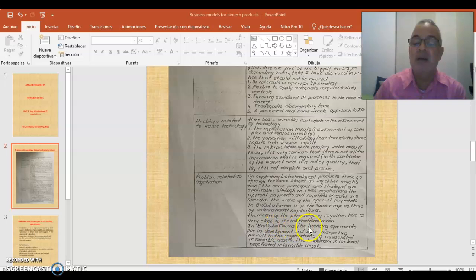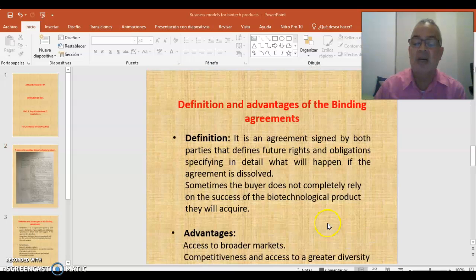In Biocuba Pharma, licensing agreements for co-development and later marketing prevail in the negotiation of associated intangible assets, such as trademarks, in the lease negotiation of intangible assets.